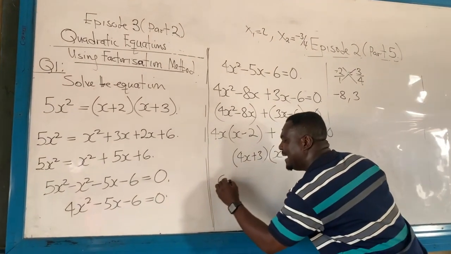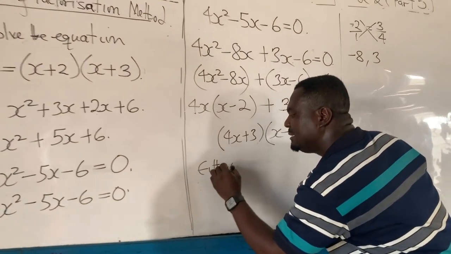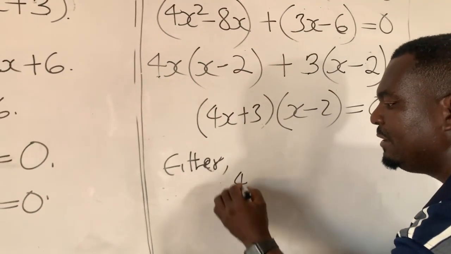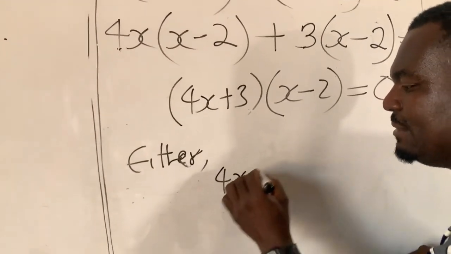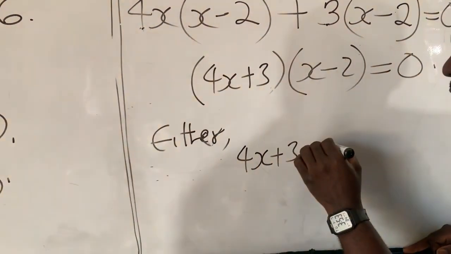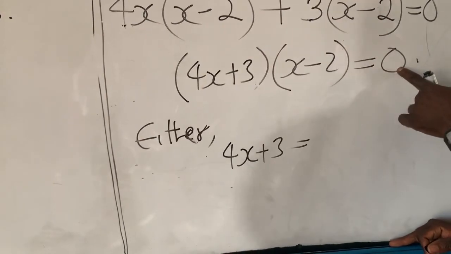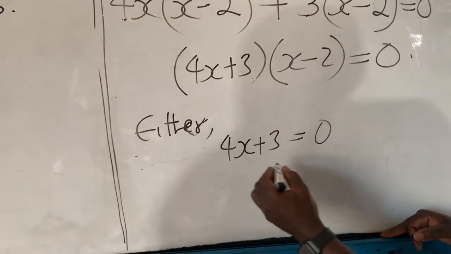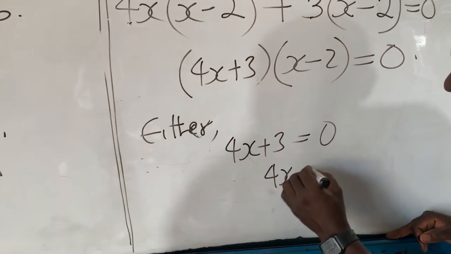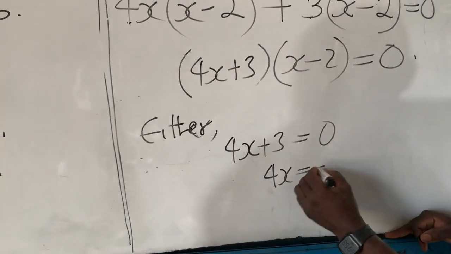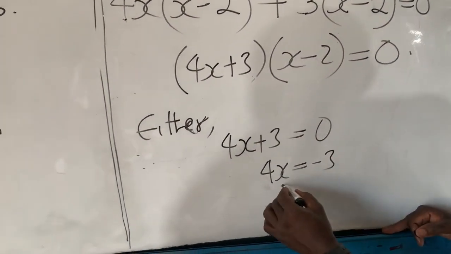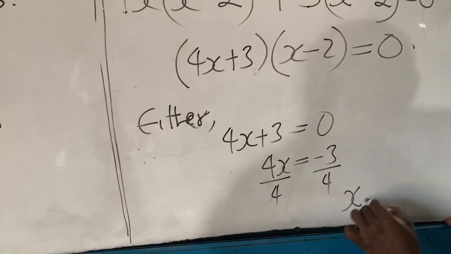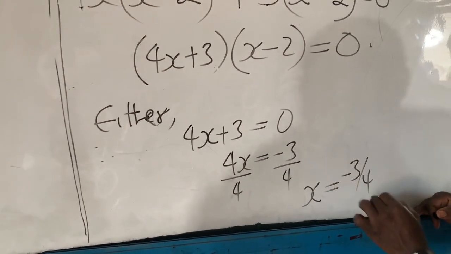So it's either the first factor, which is 4x plus 3 equal to 0. Then you make x the subject, or you solve for x. So it's going to be 4x; this one will transpose to negative 3. Divide here by 4, here by 4. You are getting your x as negative 3 on 4.